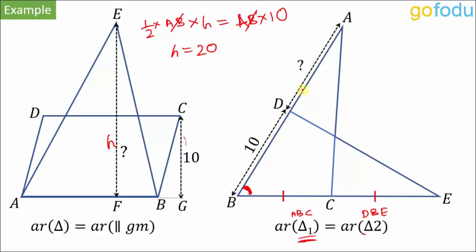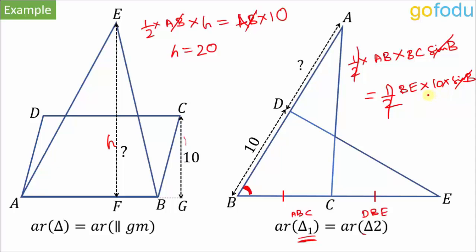So area of triangle ABC is what? Half AB into BC sine B, and this will be equal to half BE into BD. BD is 10 into sine B. Half and half will get cancelled. Sine B and sine B will get cancelled. BE is twice of BC. This gives us AB as 20 units. AB is 20. That means AD will be 10 units.